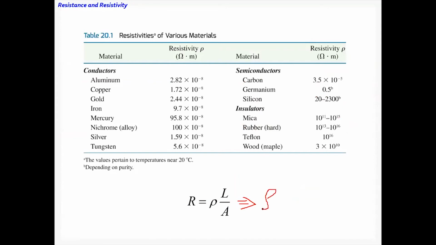Rho L equals RA. So divide both sides by L. What do you get? Rho equals RA over L.